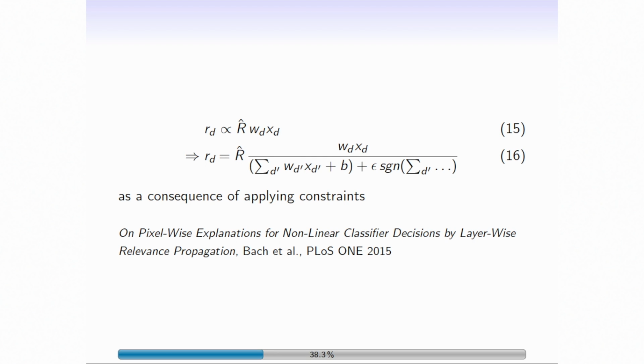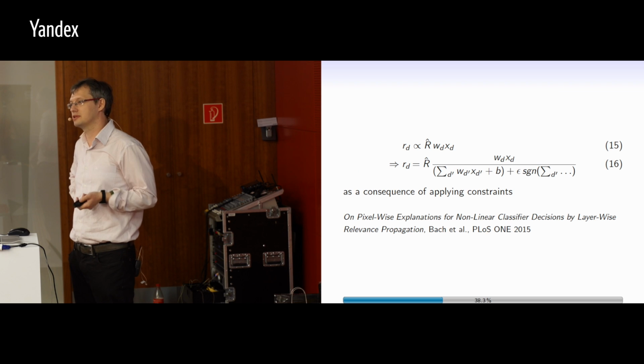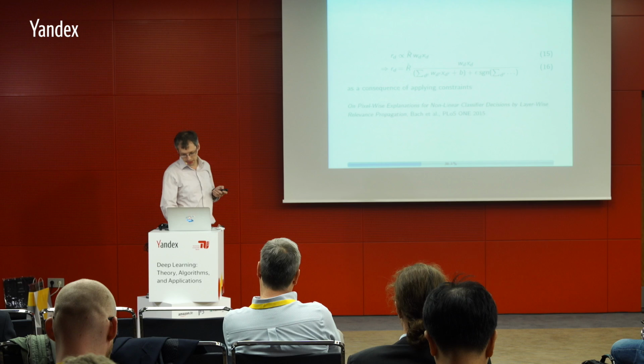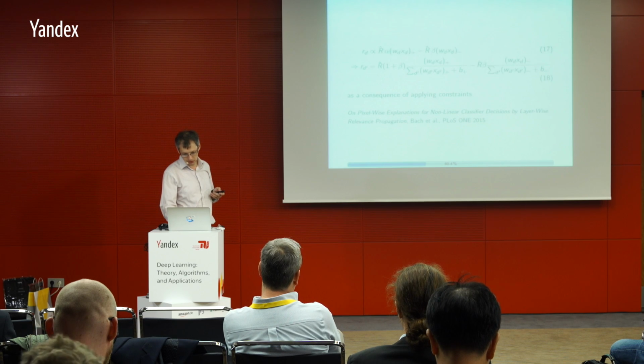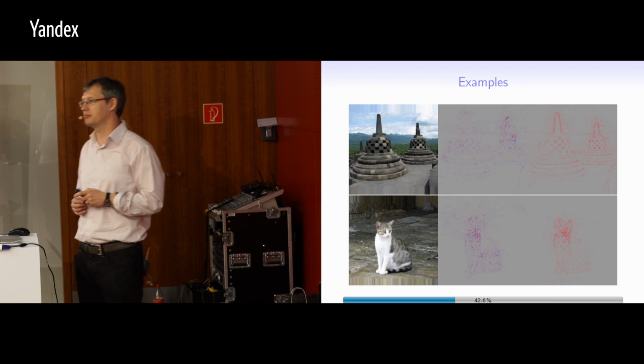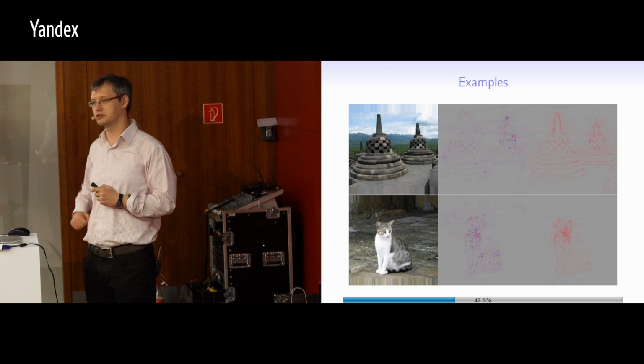Okay, so these are functions that are either positive or zero, or negative or zero. And once you apply all your constraints, for example, that relevance should be preserved, then you end up deriving these formulas, which we have written up in the plos one paper. It's already 2 years ago. And then we tried it out at first on MNIST. It worked very nicely and very reasonably.